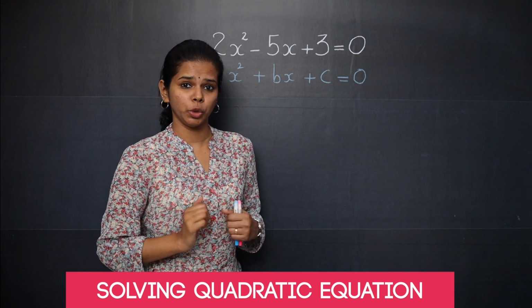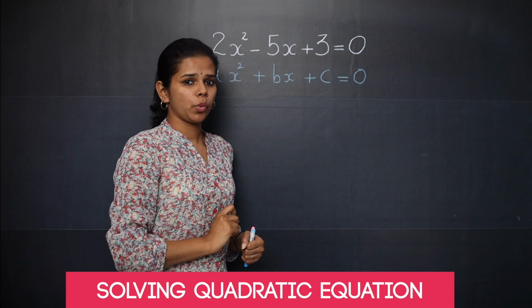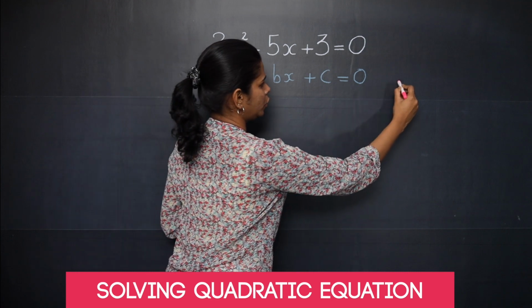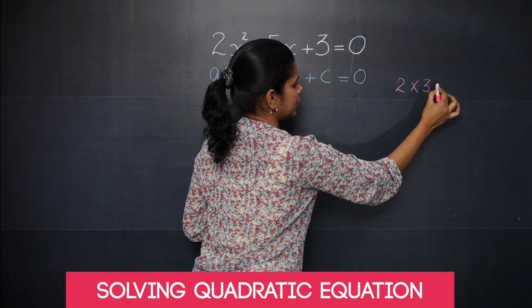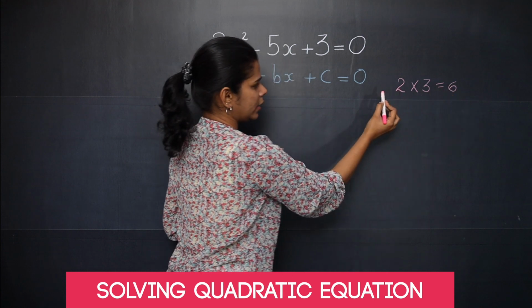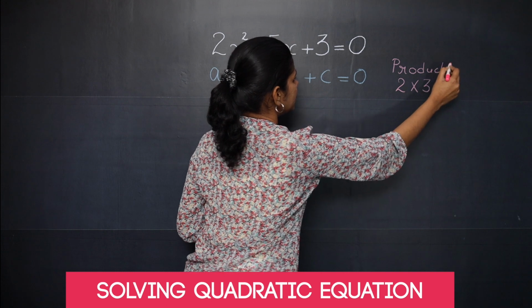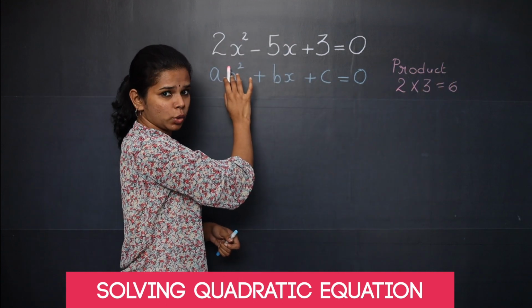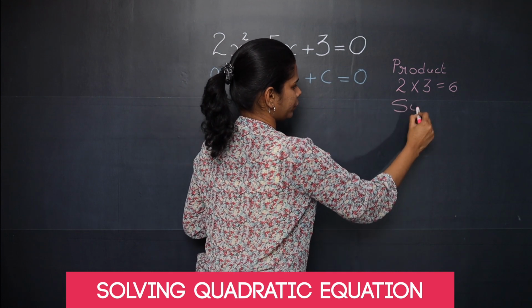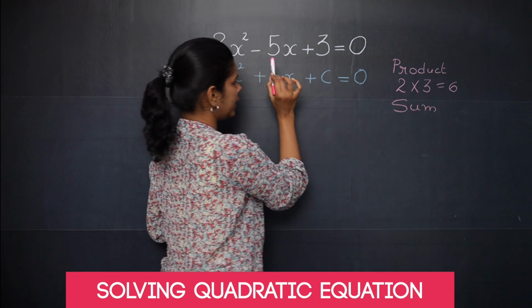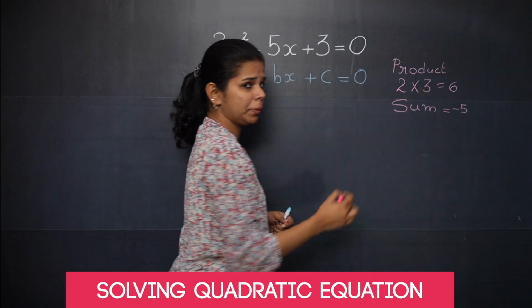So there is a trick to do it. What you need to do is, what is the coefficient of x square? It is 2. 2 into the constant 3, that is 6. So the product that you need to get is 6. How did you get it? We multiplied the coefficient of x square and the constant. Now the sum. What is the middle term here? Negative 5. So you need not mention the variable here.